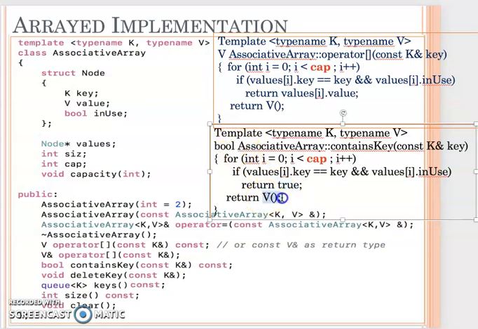So the same thing. If I find the value, I will return true. But if I finish the for loop and I didn't return anything, that means the key wasn't found. So that's why I just return false. So these two are our two getter functions. So the getter function actually is quite easy to do.